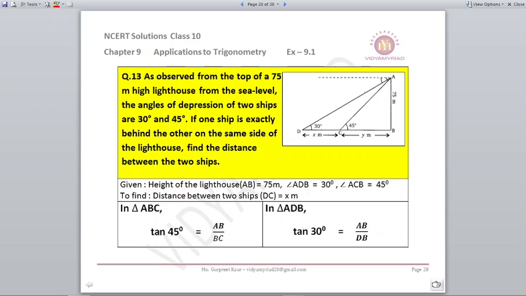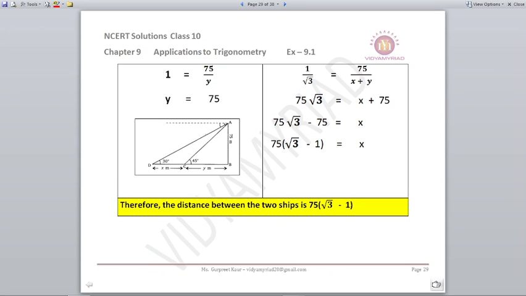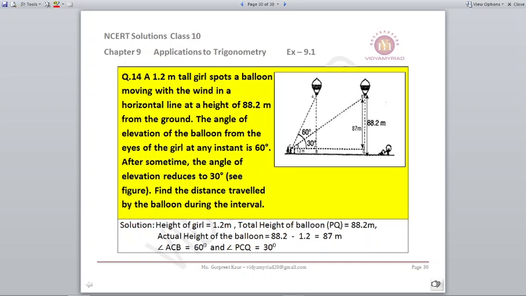In that case, tan 30 will be equal to AB upon DB. AB we know is 75. What is DB? X plus Y. We have the value of Y with us, that is 75. We will substitute, and we know tan value also, tan 30 is 1 upon root 3. So just cross multiply, you will find out the value of X, which comes out to be 75 into (root 3 minus 1), which is the distance between the ships.